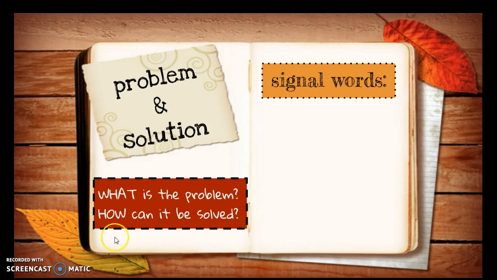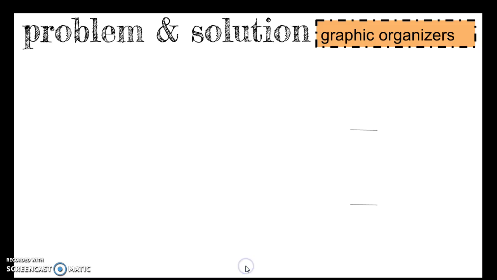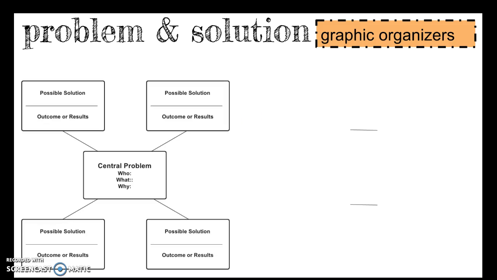is problem and solution. Some of the words that we might see that will direct us would be issue, problem, solve, conflict, figure out, deduce, and solution. Once we use those signal words to identify the important bits of information, we look to put it into graphic organizers. And very similar to cause and effect, there's really not one right or wrong way to do this. It's just really a way of pulling out the important information.